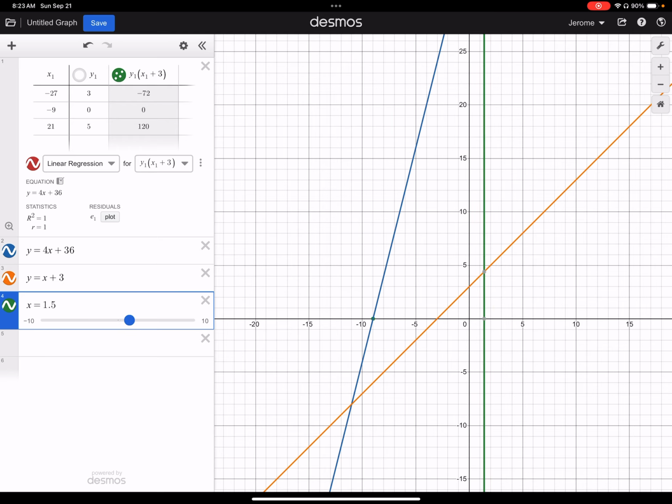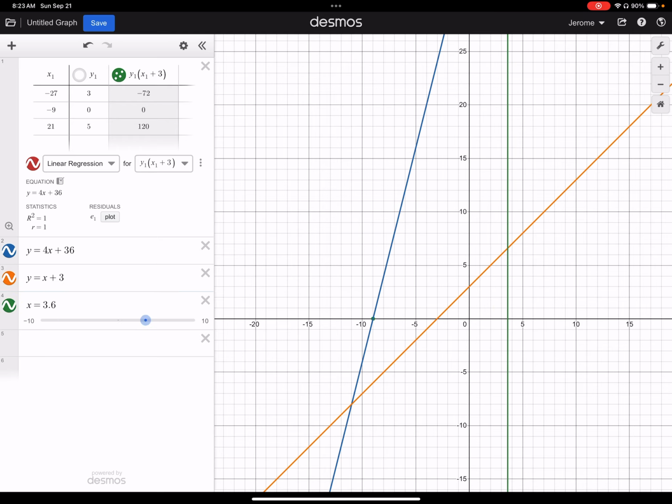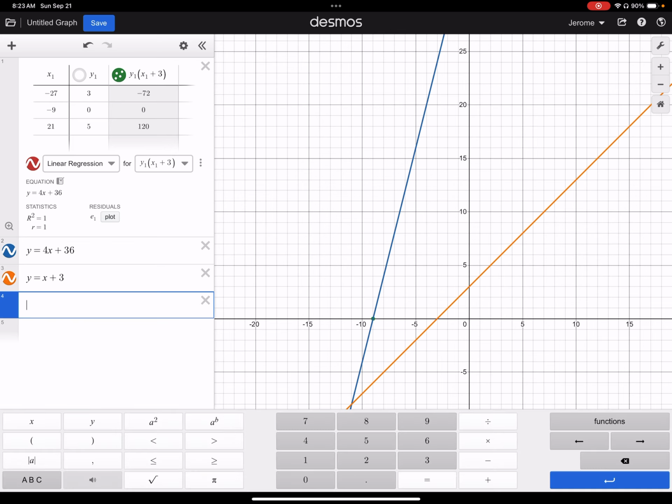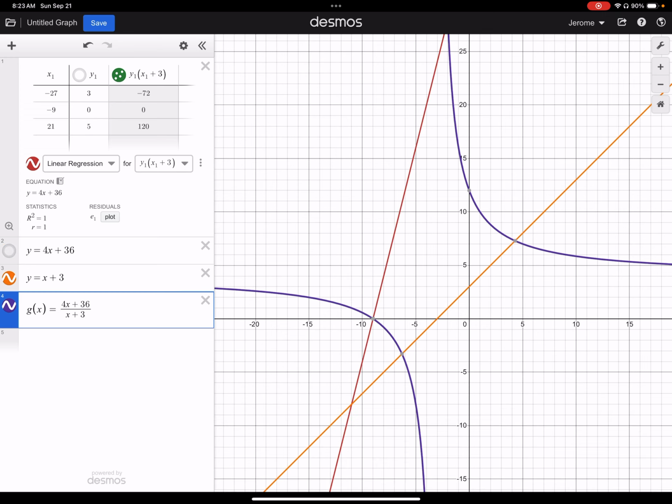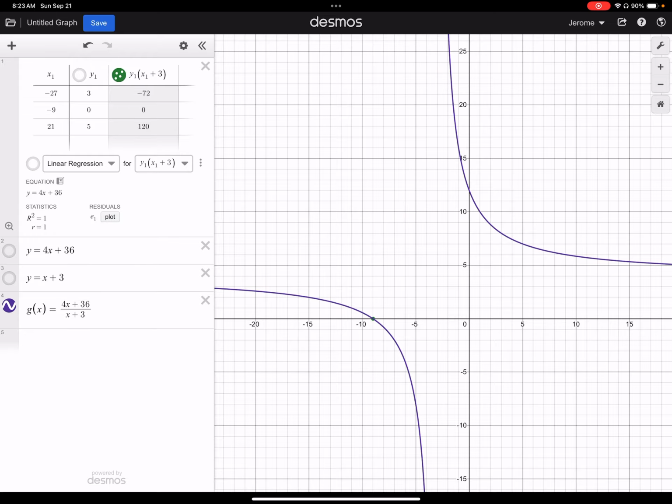Let's see what this thing looks like when I actually graph it. I can get rid of this. Let's graph g of x. g of x is equal to, and I'll go ahead and throw in the division, which makes it a little easier to format since I don't have to worry about parentheses. So 4x plus 36, there we go, and on the bottom, x plus 3. This is a strange graph here. Let's hide these things temporarily. Oh, that's the linear regression that's there.